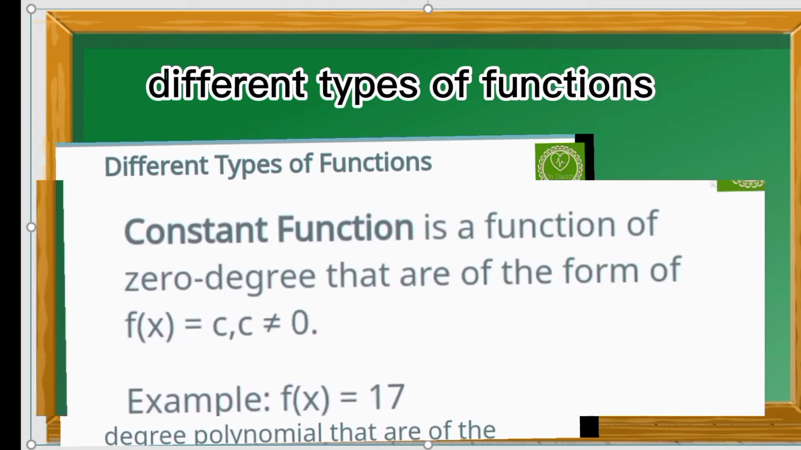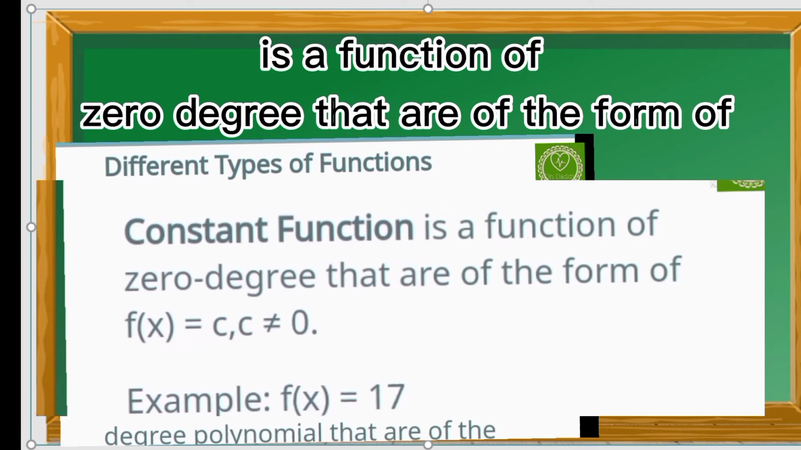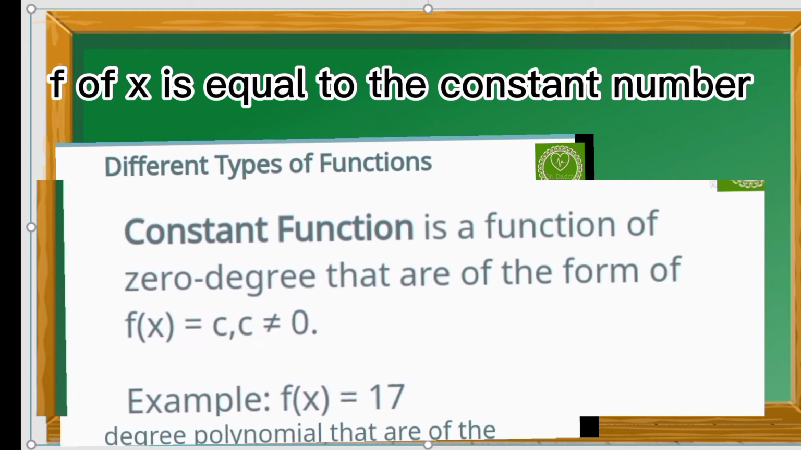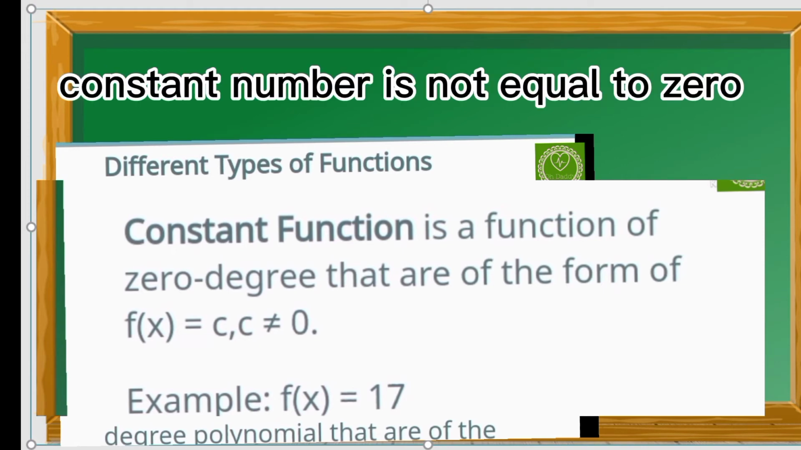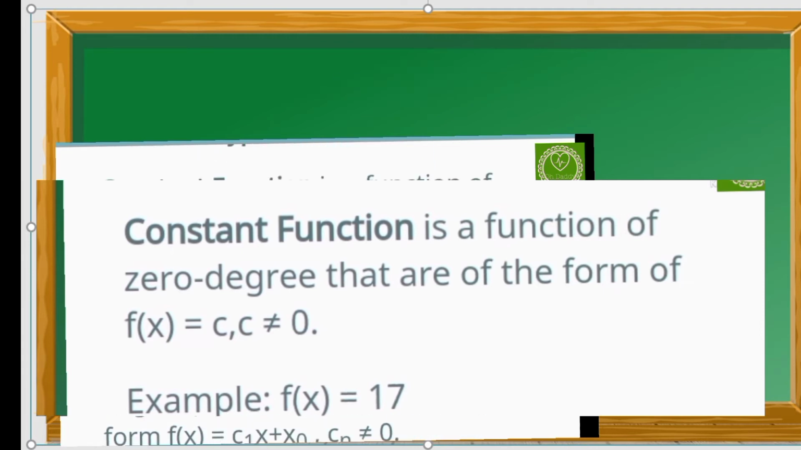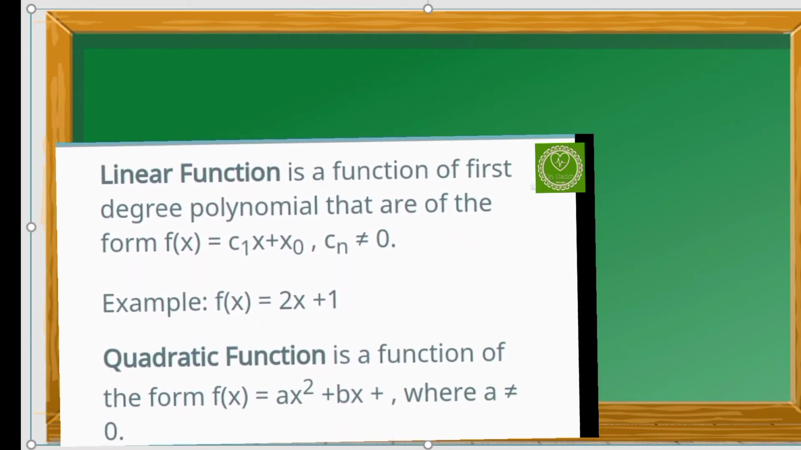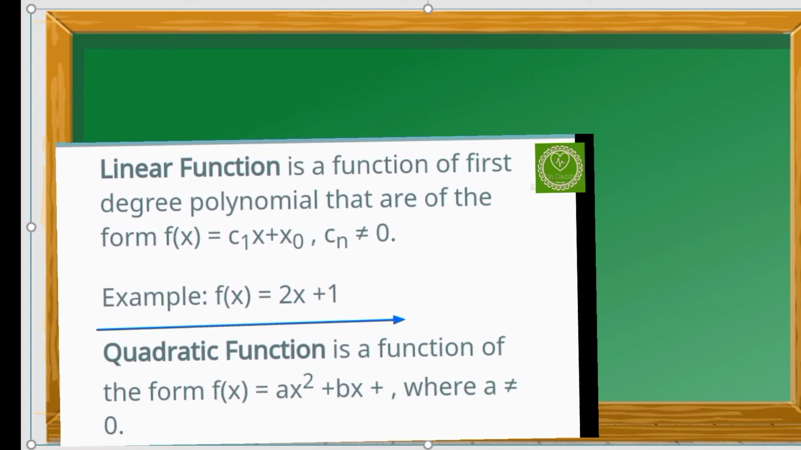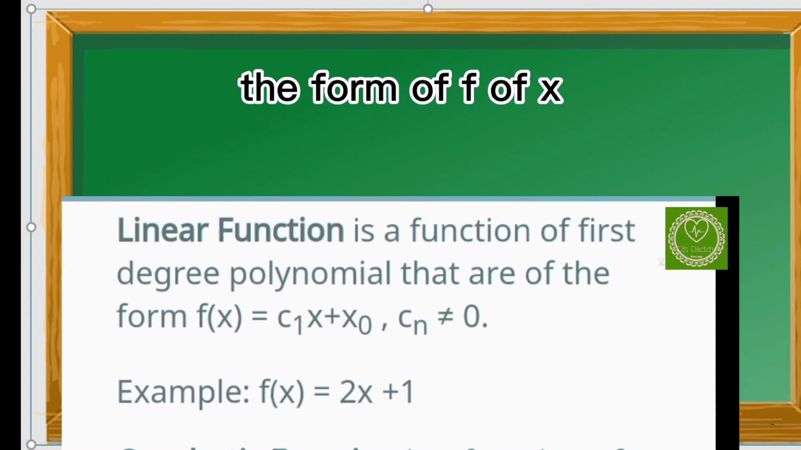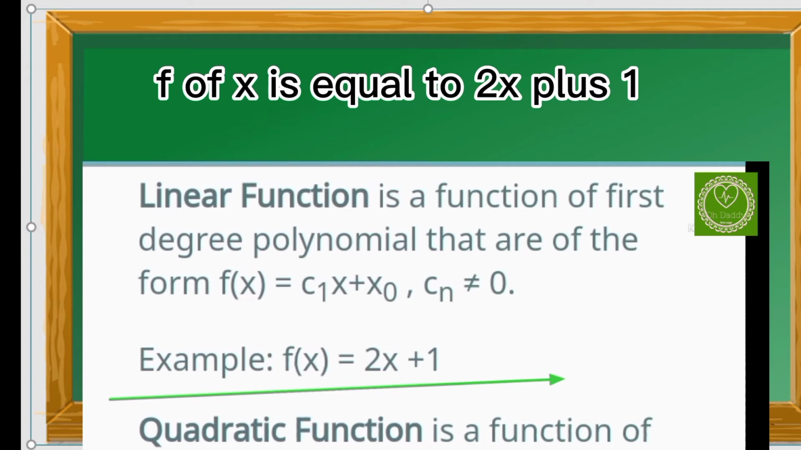Different types of functions. Constant function is a function of 0 degree that is of the form f(x) is equal to the constant number, where the constant number is not equal to 0. Example, f(x) = 17. Linear function is a function of first degree polynomial that is of the form f(x) = mx + b. Example, f(x) = 2x + 1.